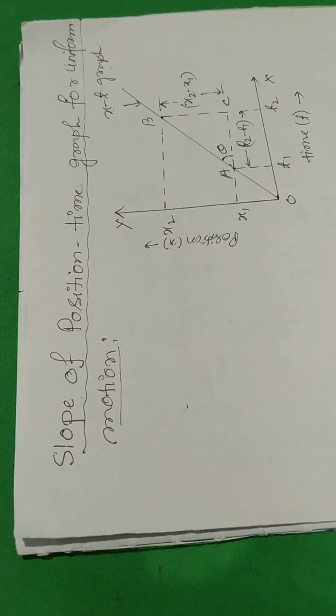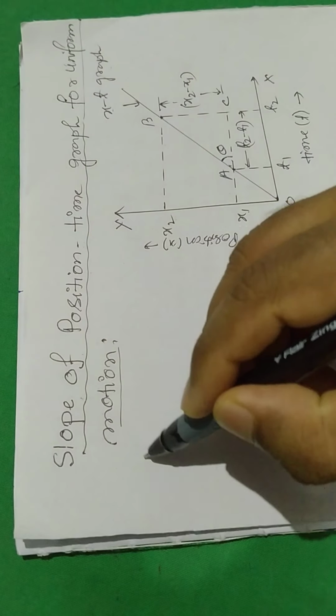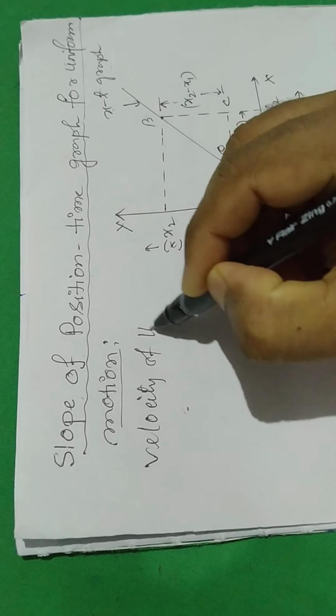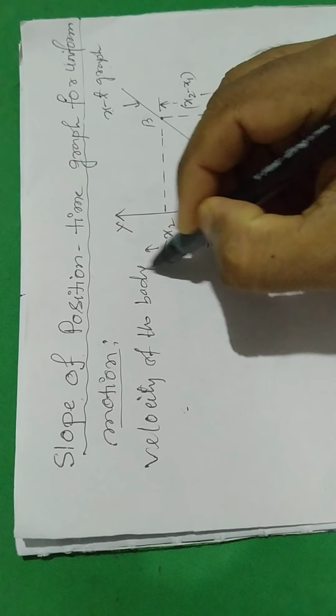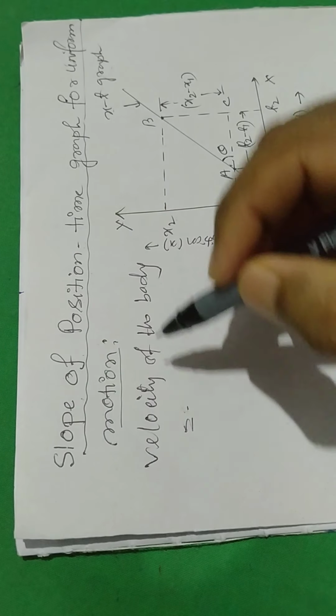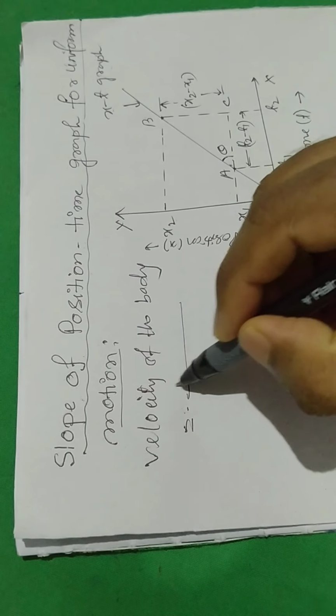What is uniform motion or uniform velocity? If the object travels an equal amount of distance in equal intervals of time, then it is called uniform motion or uniform velocity. So the velocity of the body is displacement by time interval.